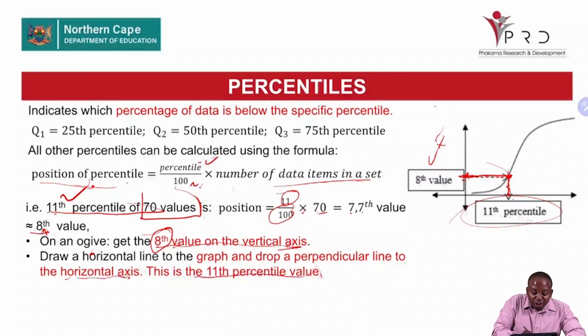So the formula gives us the position. The position is in the 8th value position. We take that position, we extend it with a line, and the value is found on the x-axis. That is to say, the position of the percentile is on the y-axis, and the value is found on the x-axis by moving from that value, extending a horizontal line, and then dropping that line perpendicular, straight to the x-axis.